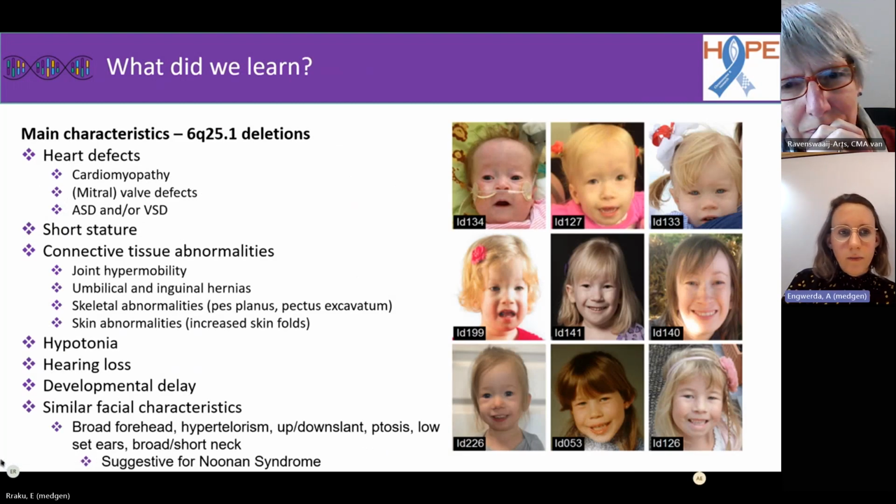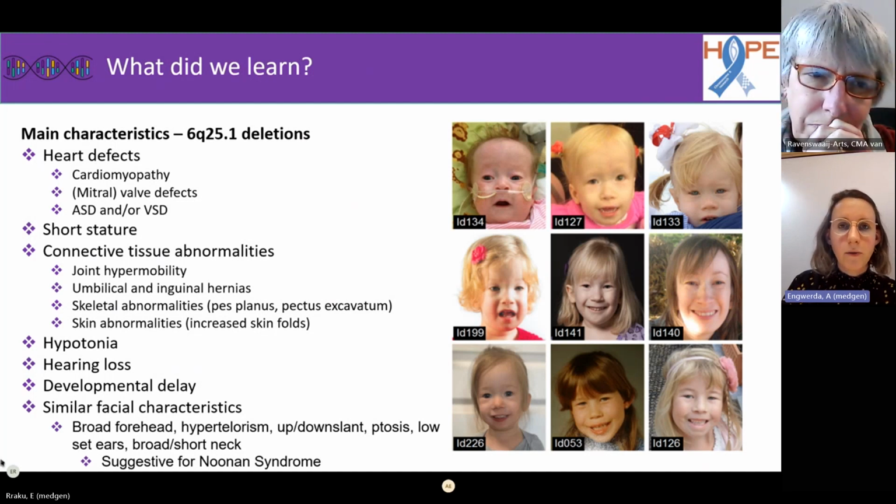And what did we learn from this? So what we learned from this is that there are a couple of main characteristics seen in the individuals with such a 6q25.1 deletion, including the TAP2 gene. Most of these individuals have a heart defect. These can be different types of heart defects, including congenital heart defects, such as an atrial septal defect or a ventricular septal defect, so a small hole in the heart. But this could also be a defect of the cardiac valves. Mostly this is the mitral valve which is affected, or a cardiomyopathy. This is a disease of the heart muscle.